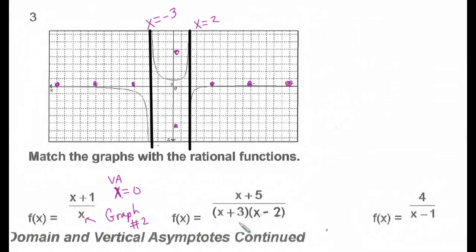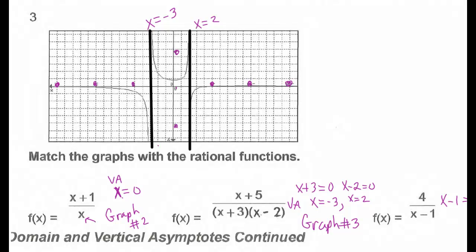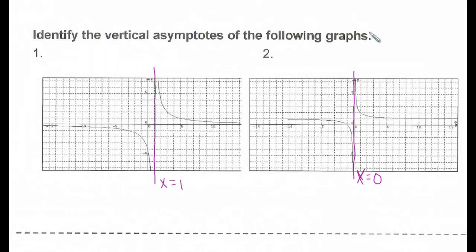In the second equation, set the denominators equal to 0, set the factors equal to 0, and solve for x. X is equal to negative 3, or x is equal to 2. Both of these are the vertical asymptotes. This matches graph number 3. And the last one, set x minus 1 equal to 0 and solve for x. So x equals 1. This matches graph number 1.